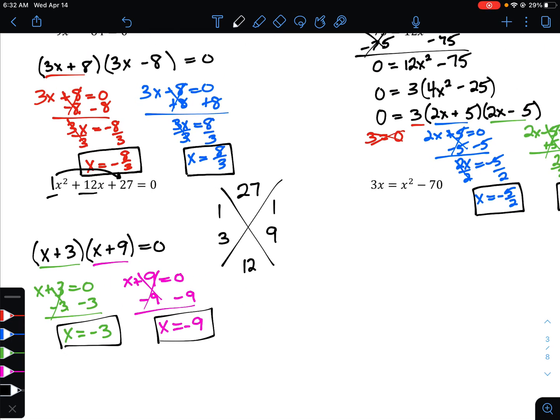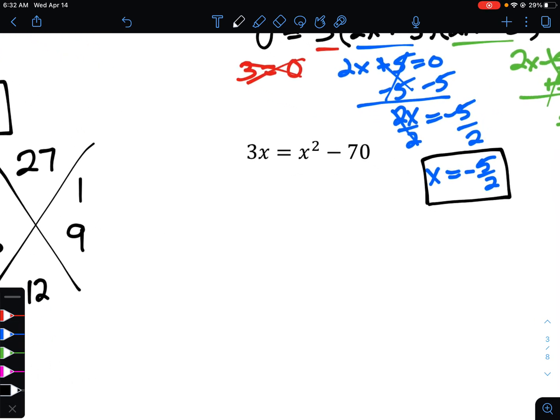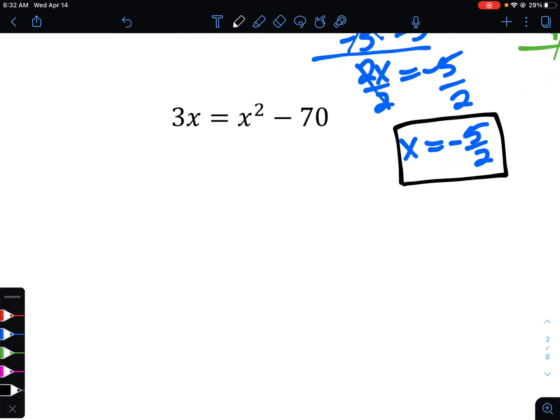We have one more example on this page of the notes, then we've got a few more examples on the next page to worry about as well. So for this example, we've got 3x is equal to x squared minus 70. We need to first get our equation to equal 0. So remember, if it's not already, make sure that you've got it equal to 0 on at least one side of the equation. And since x squared is already a positive coefficient, a positive number in front of it on the right side, let's just leave that where it is.